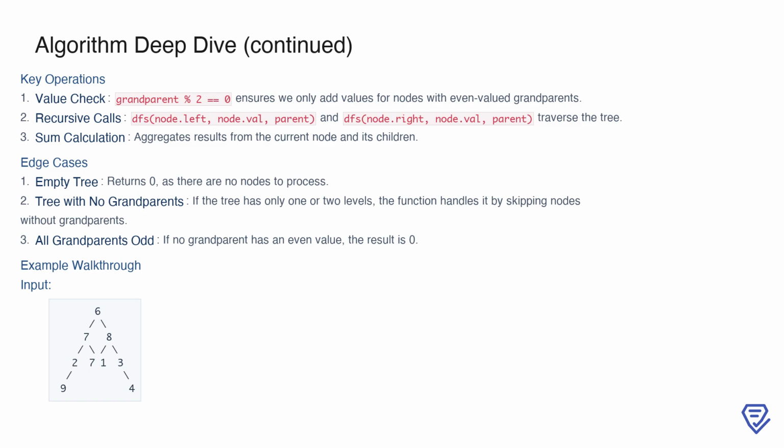The algorithm handles edge cases effectively. For example, if the tree is empty, the function immediately returns 0. For trees with 1 or 2 levels, nodes without grandparents are ignored, as required by the problem. Additionally, if all grandparents in the tree have odd values, the result will naturally be 0, since no node will meet the inclusion criteria. To illustrate this, let's walk through an example binary tree step by step.